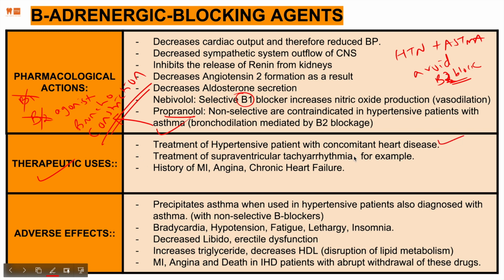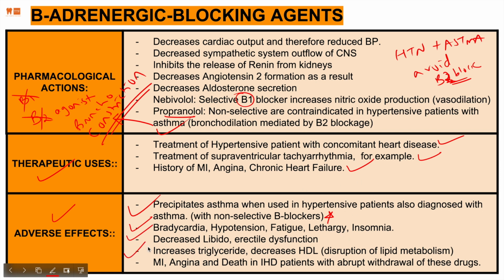Treatment of supraventricular tachyarrhythmia: beta blockers, again, among antiarrhythmic drugs, we have beta blockers as a classification. History of MI, angina, and chronic heart failure, beta blockers, very useful. What are the adverse effects then? It precipitates asthma when used in hypertensive patients who are also diagnosed with asthma, when non-selective beta 2 and beta 1 blockers are used. Very important to remember. It can lead to bradycardia, hypotension, fatigue, lethargy, insomnia when it's too active. It decreases libido and causes erectile dysfunction as well.